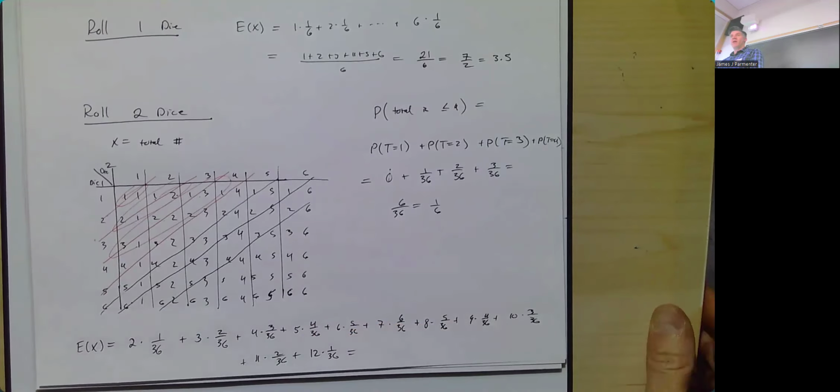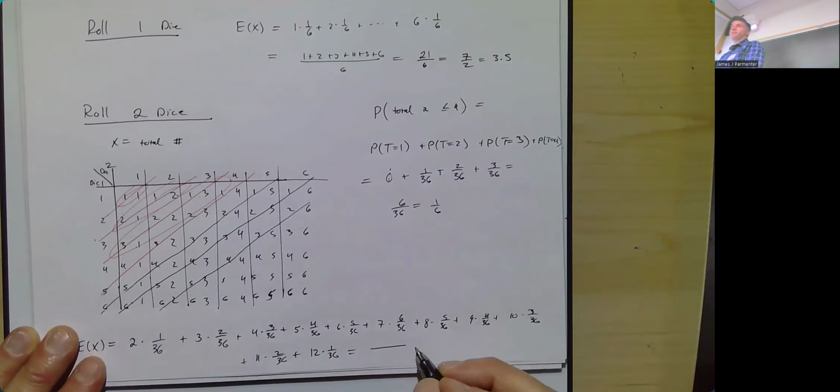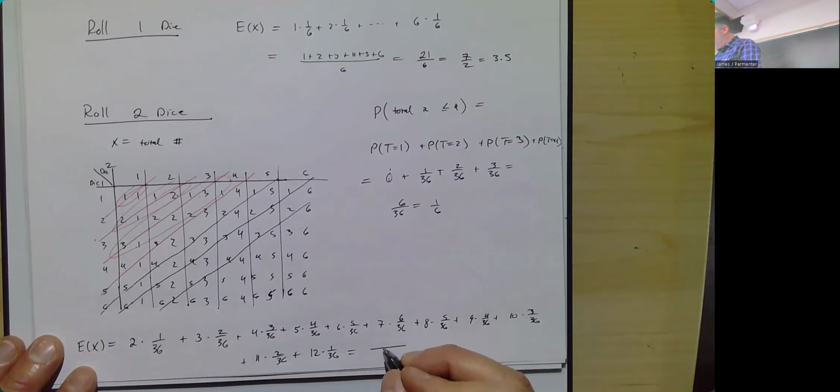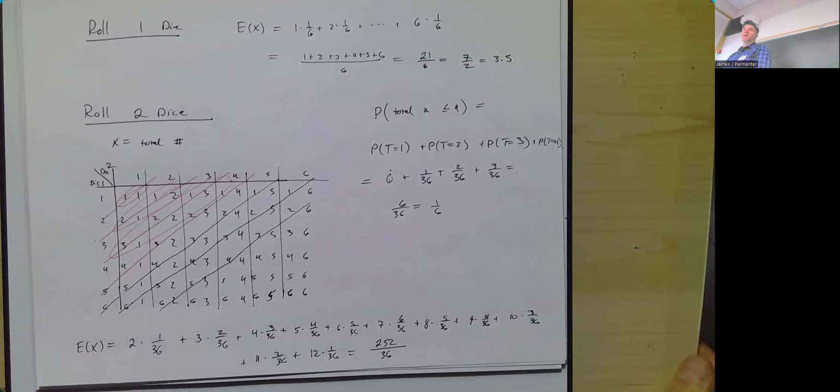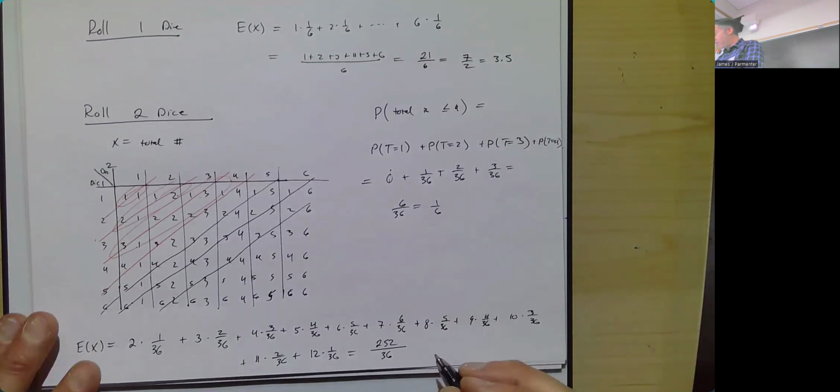And if you add these all up, you end up getting 252 out of 36. Did I actually add those up? No. I knew that the actual answer was going to be 7, because I've done this problem before. The average number you roll, or the expected value when you roll 2 dice, is 7.